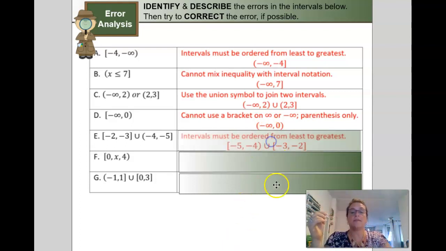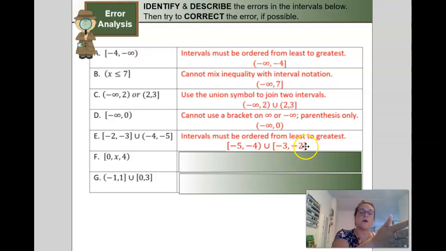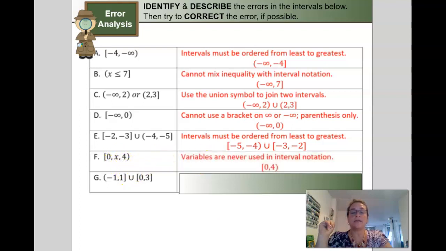So in order to correct that error, we need to start with the lowest possible bound on the number line, which is -5, and then -4, right, least to greatest for that interval. Then union, and we pick back up again at -3, and then up to and including -2 would be our second interval, with a union between them to join them up, so least to greatest. Okay, example F, we've got an issue here because there's a variable sitting in the middle. We don't include variables in interval notation, so this would just be written as bracket 0 to 4 with a parentheses.